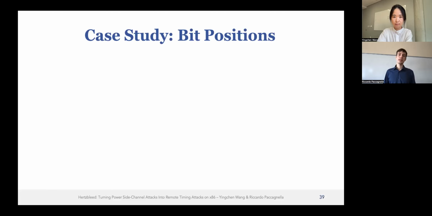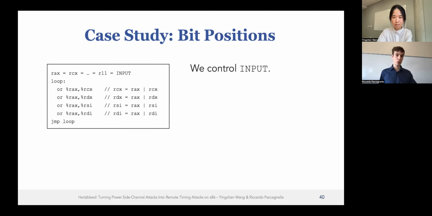When we were studying the Hamming weight effect, before we even looked at bit positions, we constructed a sender that looked like this. This is a workload which has an infinite loop of instructions that look just the same as the ones on the previous slide. And in this workload, we control the input, which is the content of all these registers.